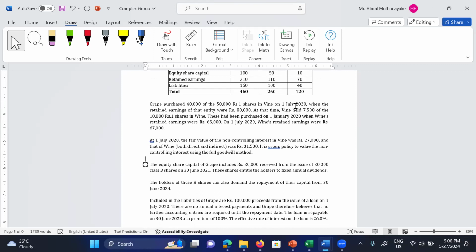The equity share capital of Grape includes 20,000 received from the issue of 20,000 Class B shares on 30th June 2021. These shares entitle the holders to fixed annual dividends. The holders of these B shares can also demand the repayment of their capital from 30th June 2024. Included in the liabilities of Grape are rupees 100,000 proceeds from the issue of a loan on 1st July 2020. There are no annual interest payments, and Grape therefore believes that no further accounting entries are required until the repayment date. The loan is repayable on 30th June 2023 at a premium of 100%. The effective rate of interest on the loan is 26%.